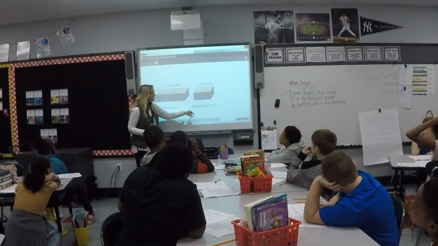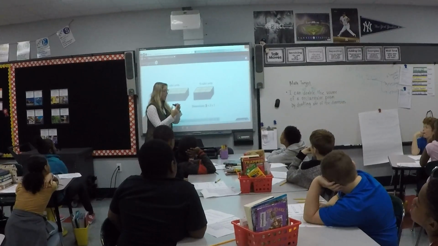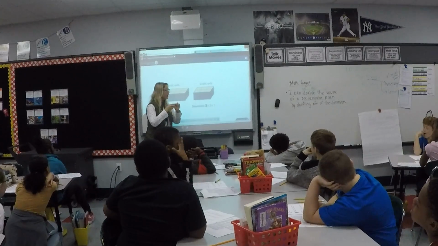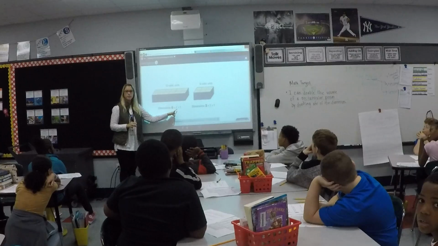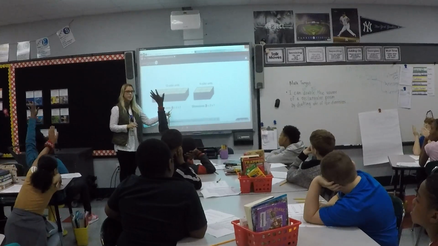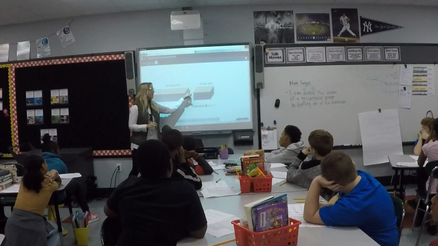Let's take a look at our dimensions. For the first one, we had 3 by 2 by 1. Let's look over here. What's the same for this formula here? What's the same, Madeline? 2 times 1. The 2 times 1. So the width and the height were the same.